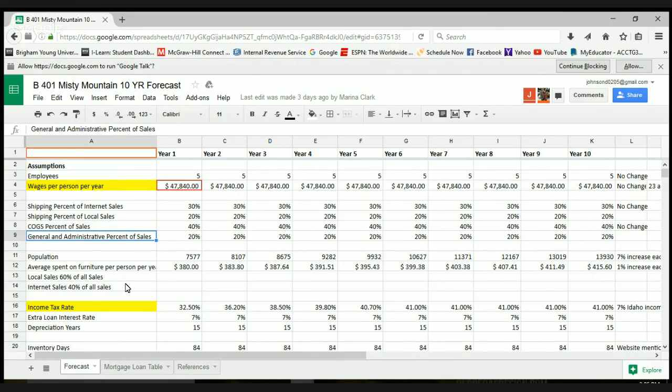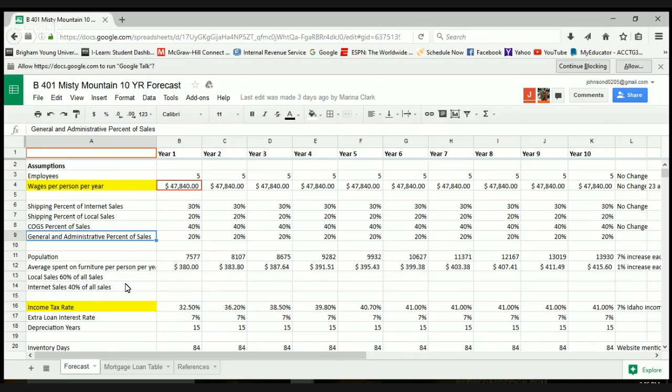All right. Well, I guess I'll start. Our company's Misty Mountain. It's a custom furniture company. They do online sales and personal sales, and so some changes we did.